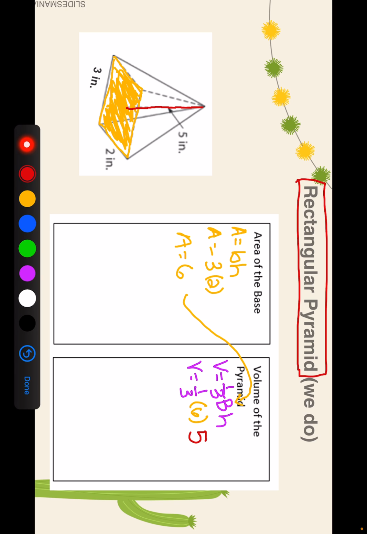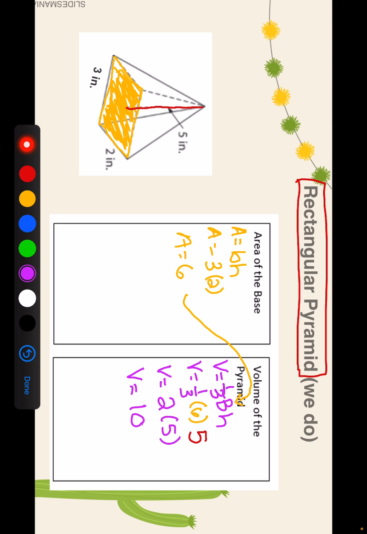So we're going to have V equals 1/3 times 6. Okay, and remember, multiplying by 1/3 is the same thing as dividing by 3. So 1/3 times 6 would give us 2. And now we're going to multiply that by our height. So V equals 10.